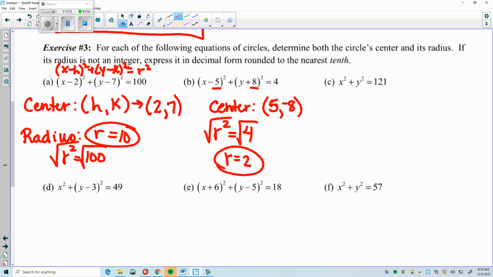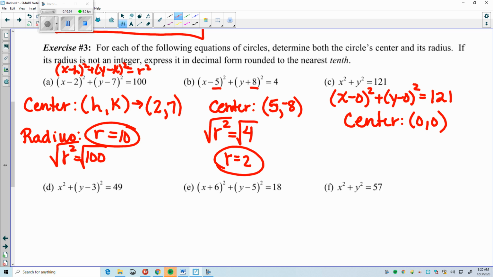Okay. For letter C, it looks a little different. We have x² + y². Well, this is the same thing as saying (x - 0)² + (y - 0)². It's just we typically don't write the zeros. So when no number is showing up, we can think to ourselves the center is going to be the coordinate (0, 0). And again, they've given us r². So if I square root that, our radius is 11.